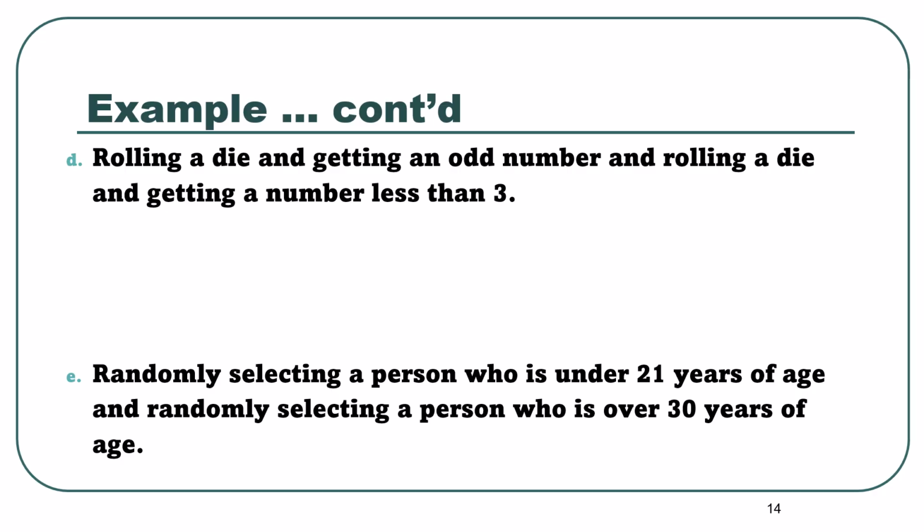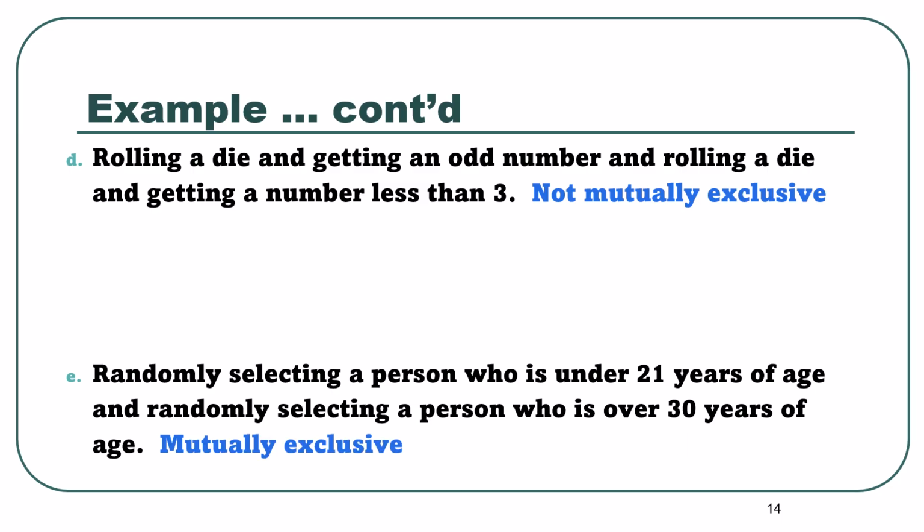The next example: rolling a die and getting an odd number, and rolling a die and getting a number less than 3. So again, ask yourself, could getting an odd number be less than 3? Well, yes, because the numbers less than 3 are 1 and 2, and 1 is odd, so these two events could happen together, so they are not mutually exclusive. Randomly selecting a person who is under 21 years old and randomly selecting a person who is over 30. Can the person be under 21 and over 30 at the same time?